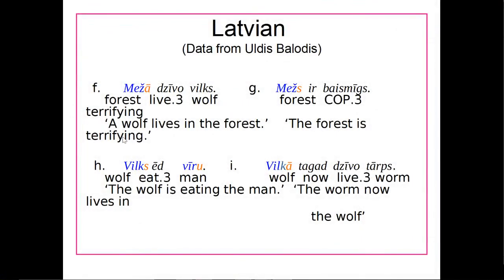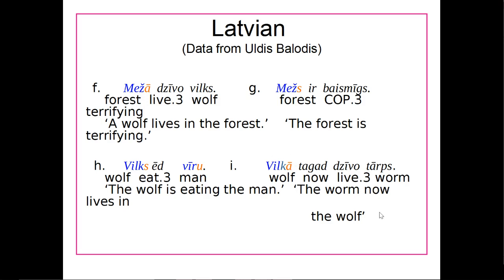So there's a few more examples. We have the a in meža. So that's telling us that the forest, or the mežs, is the location. We have mežs, so that's telling us that the forest is the subject. We have vilks, that's telling us that the wolf is the subject. Vīru is telling us that the man is the object, so the wolf is eating the man. Vilka is telling us that the wolf is the location, just like the forest is a location here. So the worm now lives in the wolf.